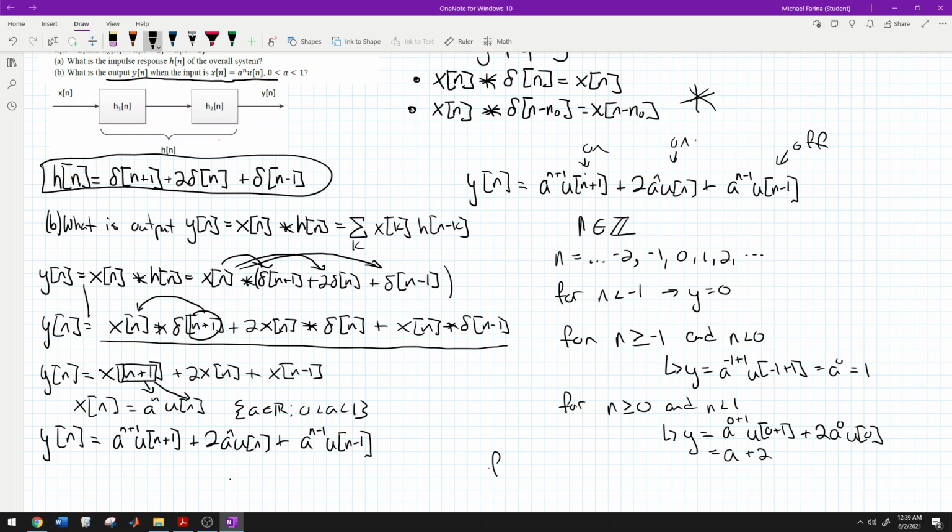And for our last region, we have n greater than or equal to 1. If n is greater than or equal to 1, all of our unit steps are on. So we're going to write it just like this: a to the n plus 1, plus 2 a to the n, plus a to the n minus 1. And I think that's how Dr. Wang has written her solutions. And yep, so thank you for your time.